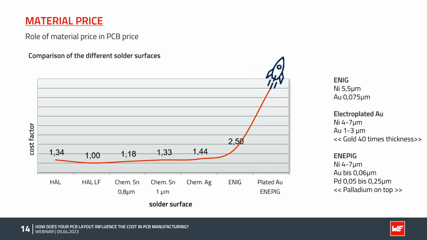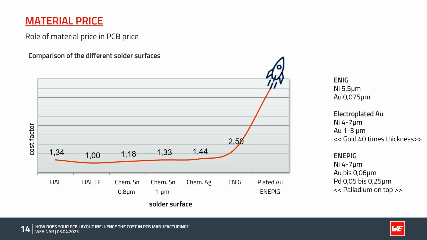Then we will have a look at the different solder surfaces. This is not a chart of every solder surface out there on the market. For example, there is no organic solder protection, OSP, in here. There is no EPIC, there is no whatever. But it's the most common surfaces which we have in our plants. So it's hot air leveling lead-free, chemical tin, chemical silver, nickel gold, and plated gold. And I wrote down here the thicknesses of the materials.